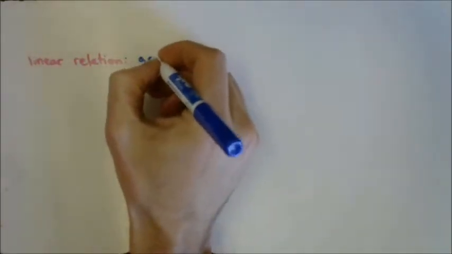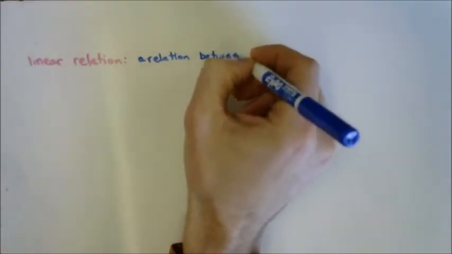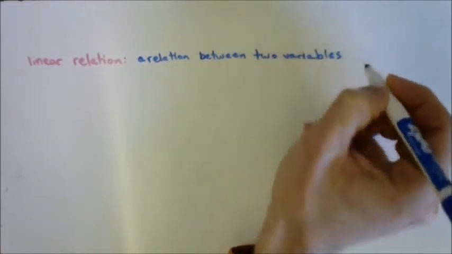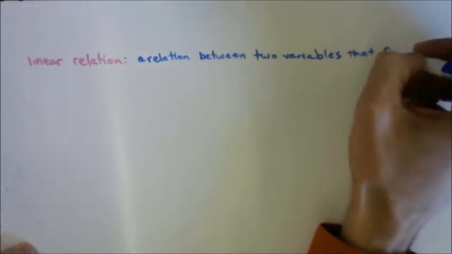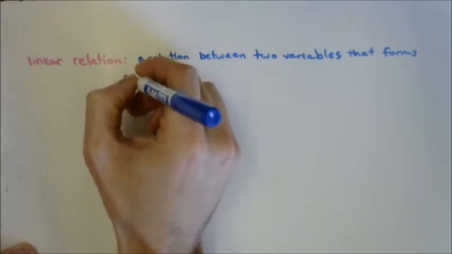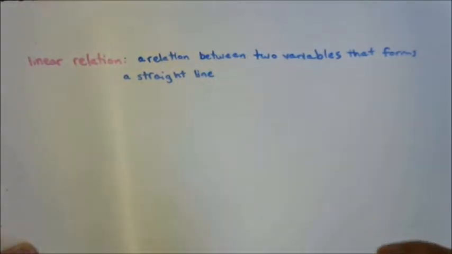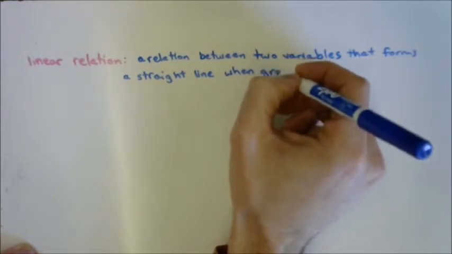a linear relation, and that marker is linear, is a relation between two variables that forms a straight line when graphed. A relation between two variables that forms a straight line when graphed.